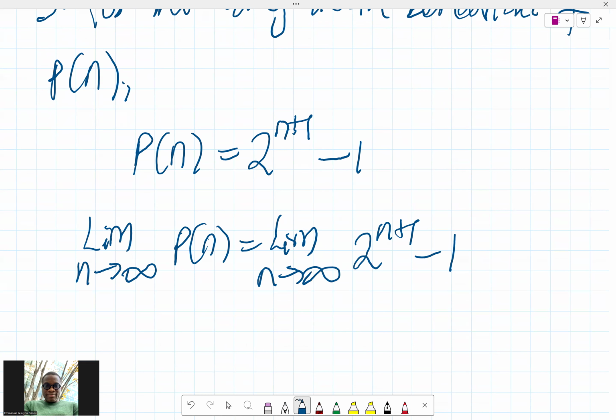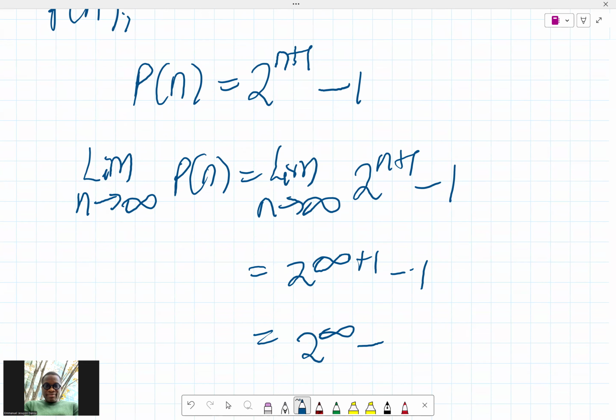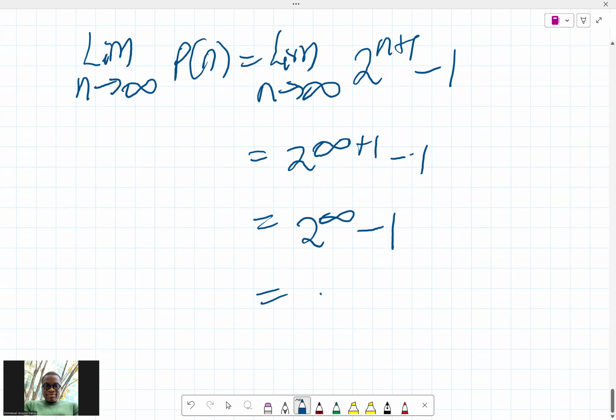From here, of course, when you have limits like this, the rule of thumb says substitute directly. So we're going to have 2 raised power infinity plus 1 minus 1. That means 2 raised power infinity minus 1. And at the end of the day, that is just undefined. There's no better way to do this, right? So that simply tells us that the population is going to grow exponentially. That's what the indication is about.